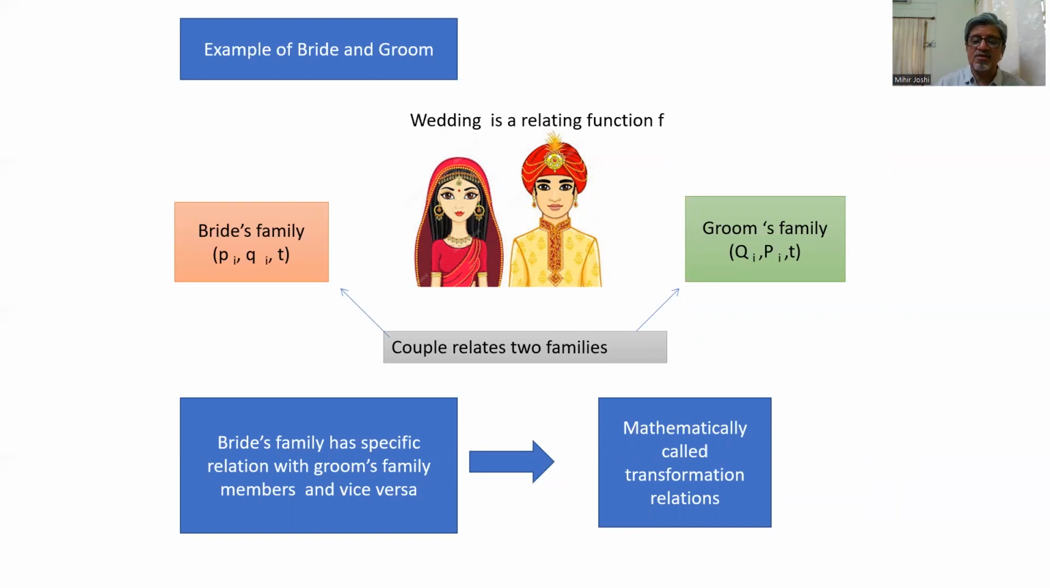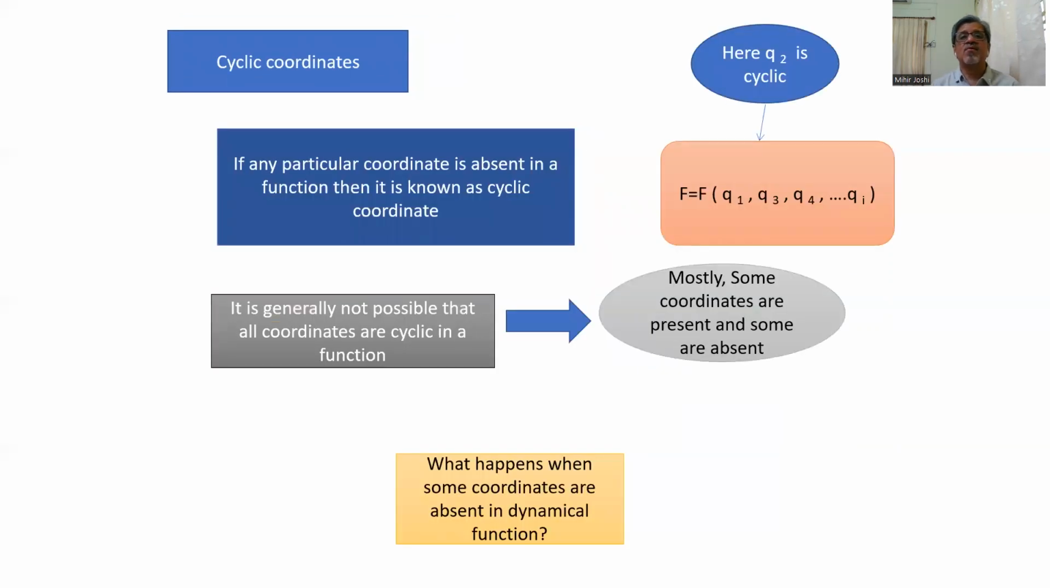So we have taken three different examples from our day-to-day life, and we'll try to understand the canonical transformation using these three examples. Now, we have to understand cyclic coordinates. So what is the meaning of cyclic coordinates?